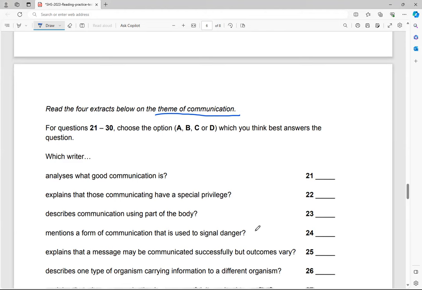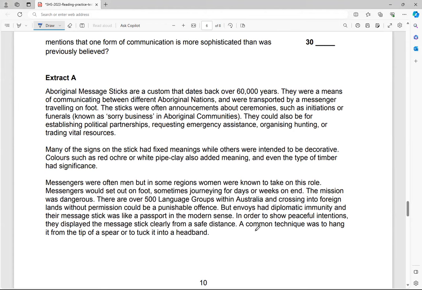Like I've said before, it's really important that you read the text first before you answer the questions, but this is even more so with extract questions. With extract questions, you cannot not read the text. You must read the text before answering the questions. Okay, and as we go through the extracts, we're going to underline and highlight keywords and phrases.